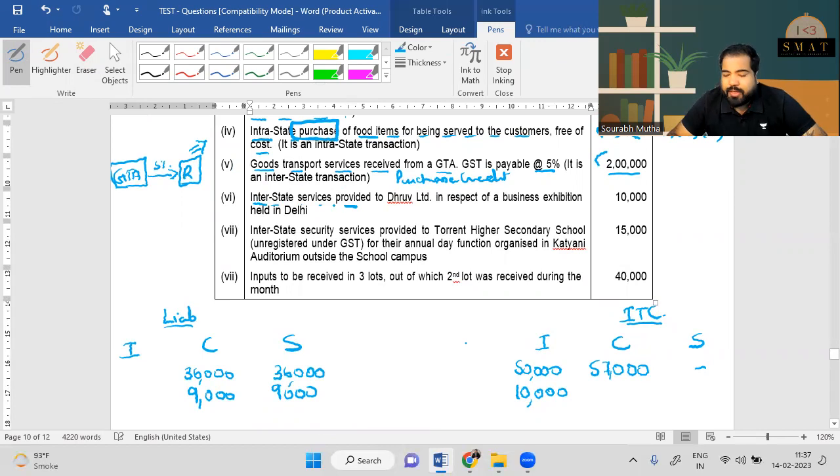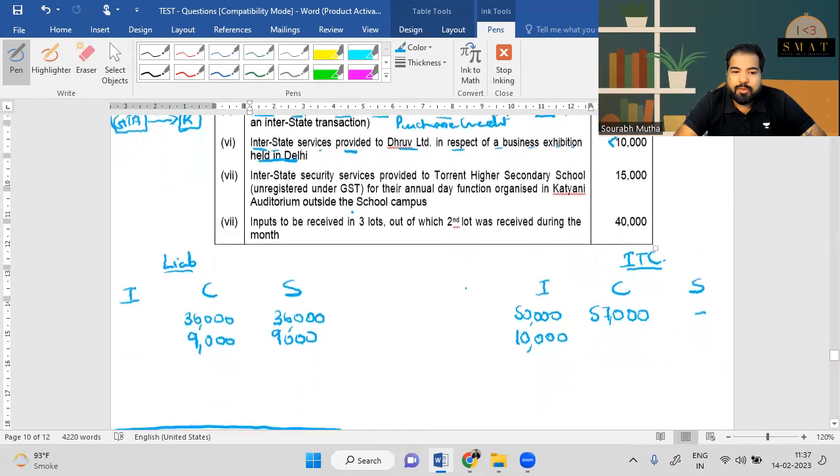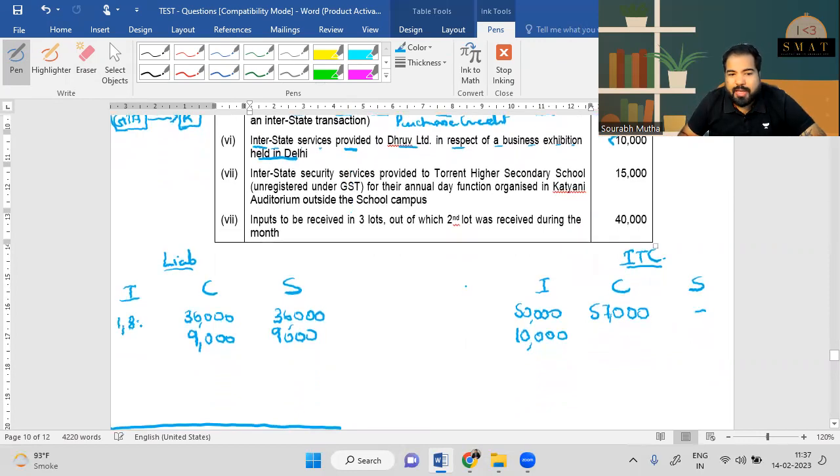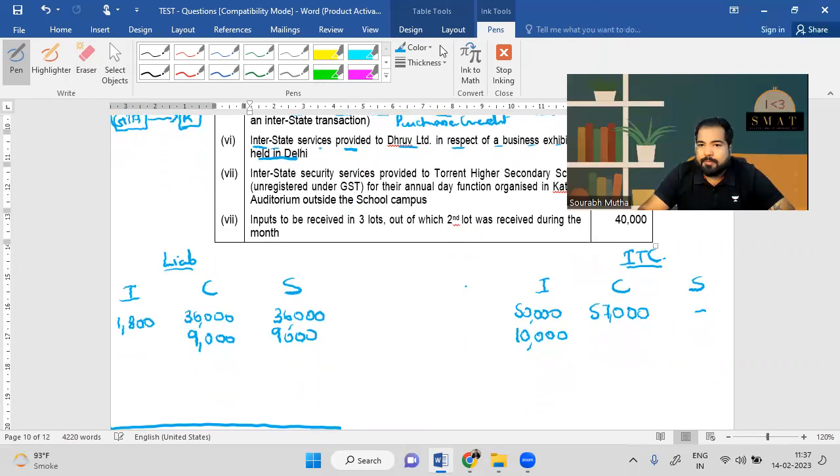Interstate services provided. So it's a supply in respect of a business exhibition held in India. Guys, a business exhibition held abroad is exempt, but a business exhibition held in India is taxable. So 10,000 interstate at the rate of 18%, so 1,800 rupees will be here. So I'm putting 1,800 rupees as a liability.